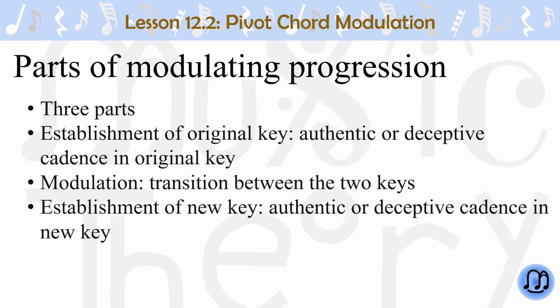There are three parts to a modulating chord progression. The first part is the establishment of the original key. This tells the listener what key the chord progression is originally in. It is a chord progression that ends with an authentic or deceptive cadence in the original key. The second part, the modulation, is the transition between the two keys. There are many types of modulations. The last part is the establishment of the new key, which tells the listener what the chord progression is now in the new key. This part is a chord progression in the new key that ends with an authentic or deceptive cadence.